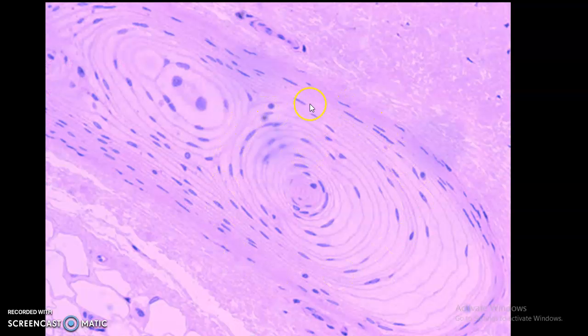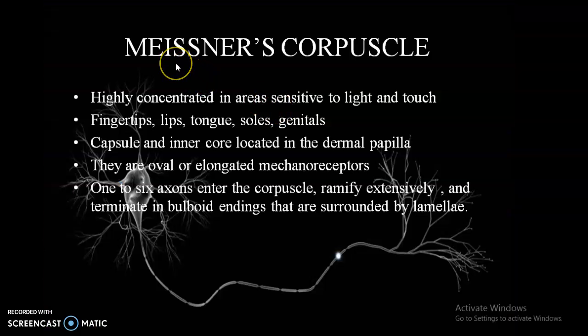This is another picture of the Pacinian corpuscle, and this diagram looks like an onion, right? Just like an onion, there are capsular wrappings around the central core, and this is a Pacinian corpuscle shown here. The next one is Meissner's corpuscle.